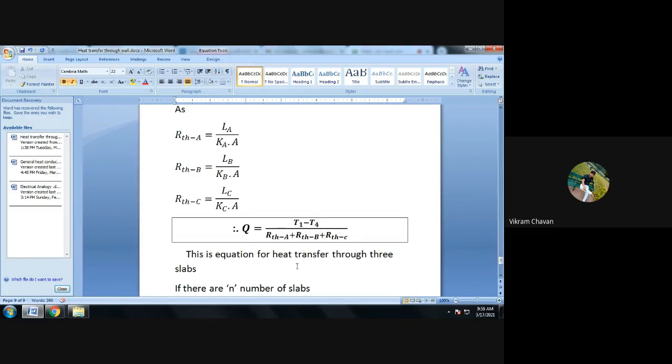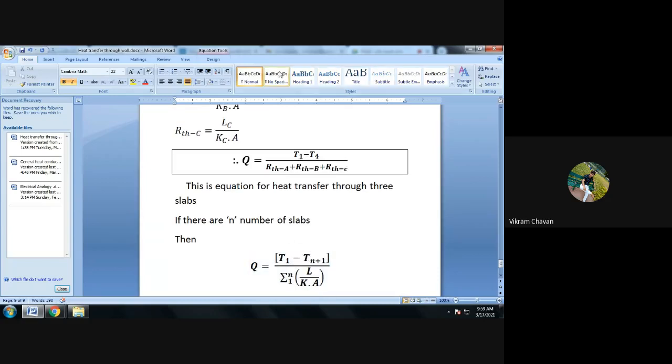Now if you consider that there are n number of slabs, we can modify this equation as follows. There are 3 slabs, so the temperature difference is T1 minus T4. If there are 5 slabs, then the temperature difference will be T1 minus T6. If there are 10 slabs, then the temperature difference will be T1 minus T11. So if there are n slabs, then the temperature difference will be T1 minus T suffix n plus 1.